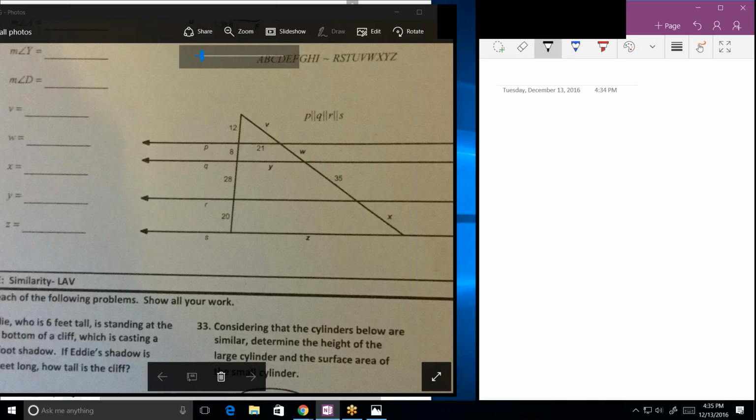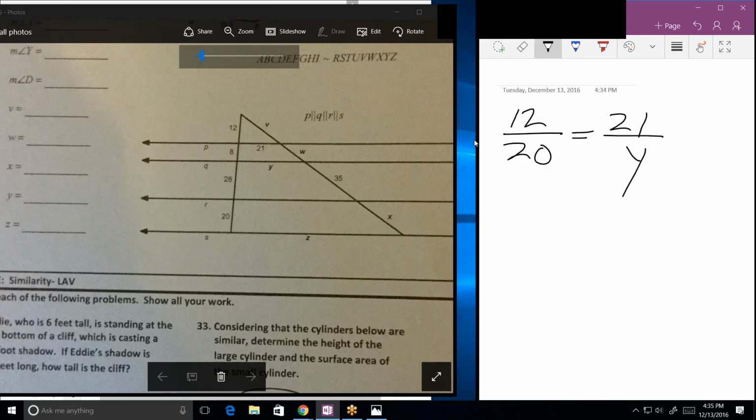You lost me. You're going so fast I can't follow you. Give me the first thing you did. I got 12 over 20 equals 21 over Y. Okay, and then I cross-multiplied and got 12Y equals 420. Relative to the bigger triangle equals 21 over Y. Okay, yes. I like that. I know you can solve for that.